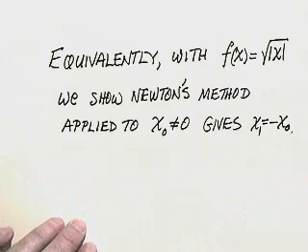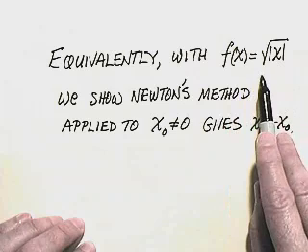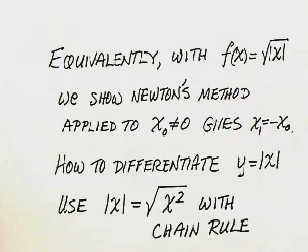You never get anywhere. Well, with the problem in this form, notice when we go to differentiate the function f of x, we're faced with the problem of using the chain rule and differentiating absolute value of x. So how do we differentiate y equals the absolute value of x? The way to go is to use the fact that absolute value of x is simply the square root of x squared with the chain rule.